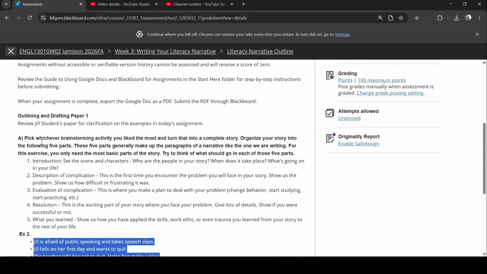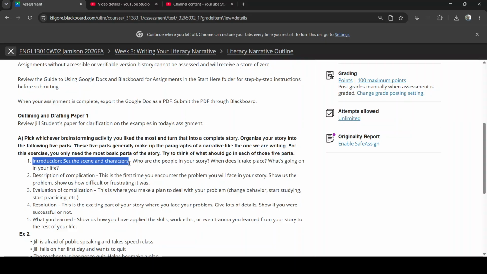For most of these papers, you're going to find the same 5 parts that you would expect this story to be in. An introduction, first of all, that sets up your scene and characters and explains who the important people are. A description of the complications, so this will be where you show what went wrong that made this a difficult problem to face. Maybe a time when you struggled with writing or something like that. Evaluation of the complication. This is where you make a plan and figure out how you're going to get over this problem.